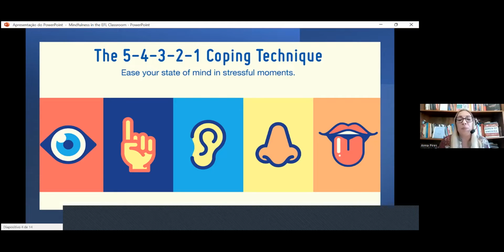Okay, so this is a very simple activity that we can do with our students. And it's very useful to ease your state of mind in stressful moments. I love using the five senses with my students. And this is something that we can do at the beginning of the lesson. We can do it at the end of the lesson, but quite often I like doing some of these activities in the middle of the lesson, because that's when their attention dips and you want to bring them back to you and you want to bring them back to the here and now. So we have the 5, 4, 3, 2, 1 activity with the senses.